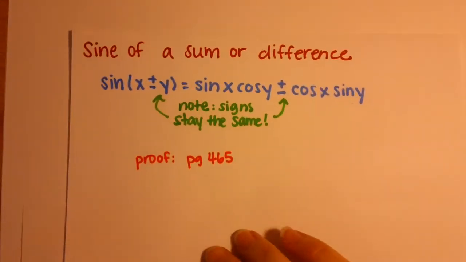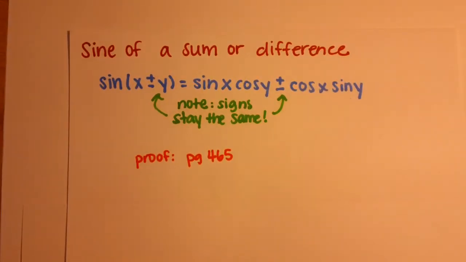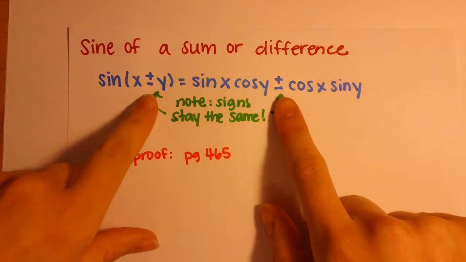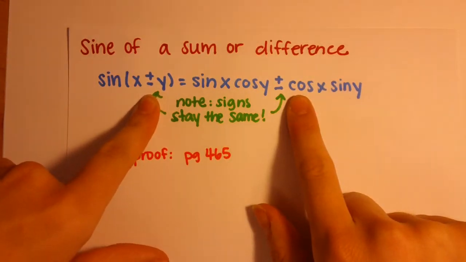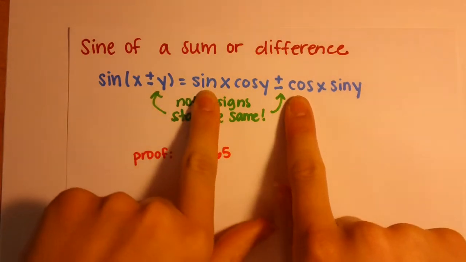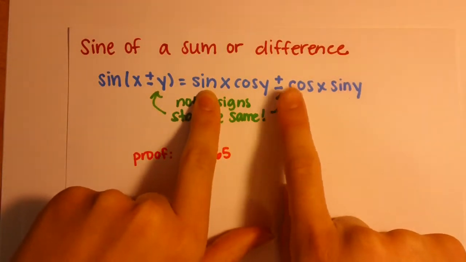So now let's look at the sine of a sum or a difference. For the sine of a sum or difference, we'll have the sine of x plus or minus y equals sine of x cosine y plus or minus cosine x sine y. Here our signs are going to stay the same. So when you have the sine of a sum, the parts are going to be added together. What's different is the order in which the angles are evaluated.